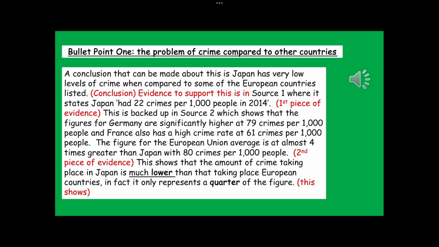Then you're going to finish off your paragraph by saying, this shows that the amount of crime taking place in Japan is much lower, and as you can see there, that's clear evaluative language. You're making a clear point that it is lower than, and then you're going to say than that taking place in European countries. In fact, it only represents a quarter of the figure, and that is your clear this shows. So that paragraph on the screen just now is a good example of a paragraph that would get full marks for that bullet point.